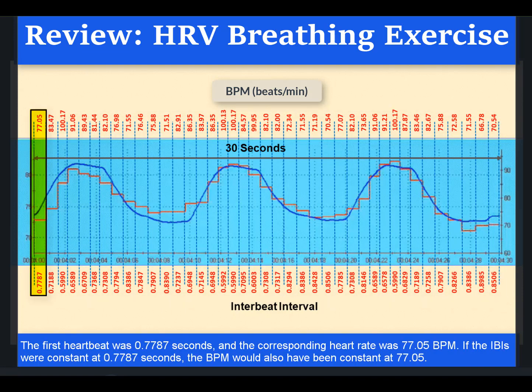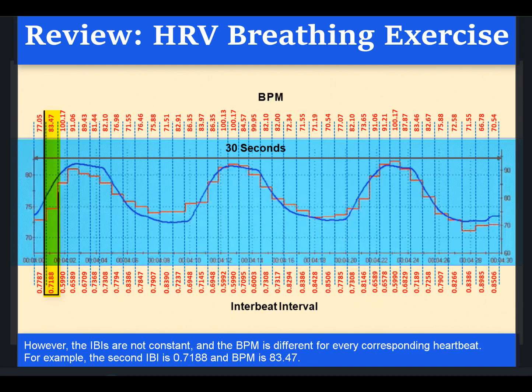The first heartbeat was 0.7787 seconds and the corresponding heart rate was 77.05 BPM. If the IBIs were constant at 0.7787 seconds, the BPM would also have been constant at 77.05. However, the IBIs are not constant, and the BPM is different for every corresponding heartbeat. For example, the second IBI is 0.7188 and the BPM is 83.47.